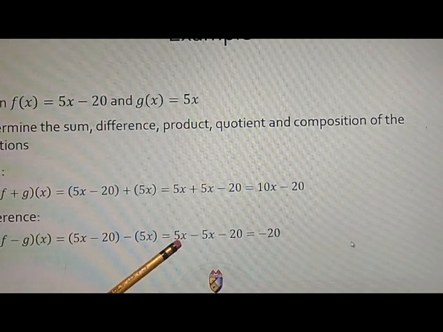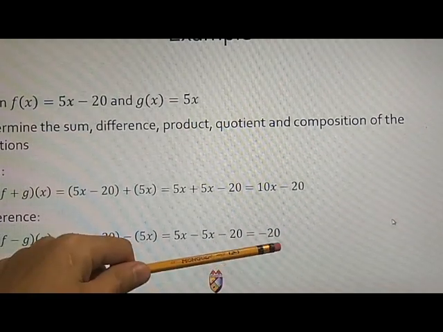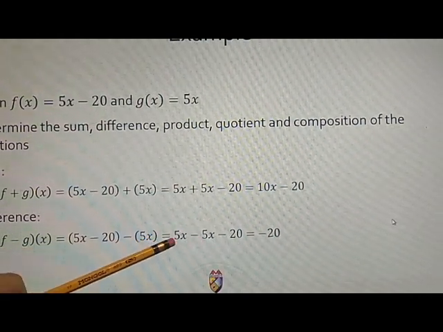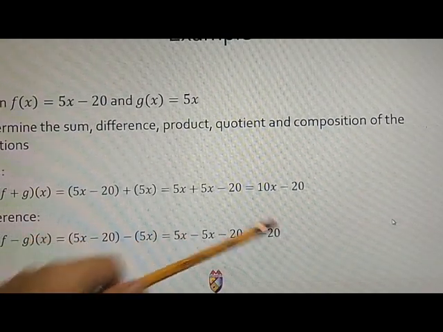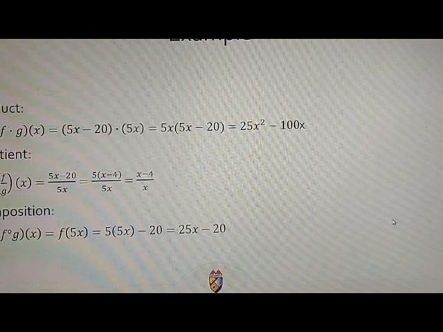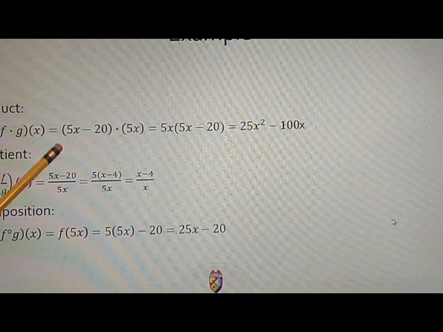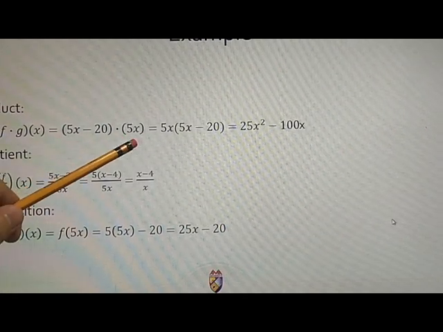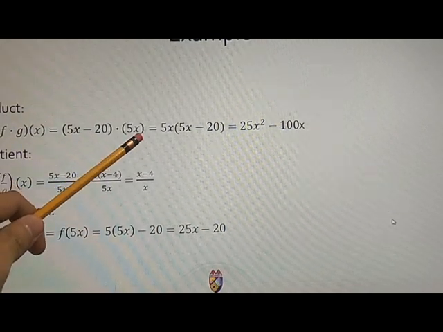Okay? So, since 5x minus 5x is equal to 0, so the answer will be negative 20. Okay? Kakancel out na natin ito. Positive 5x minus 5x is equal to 0. Then, the answer is negative 20. Okay, so for the products, we have f times g of x. So that is equal to the quantity of 5x minus 20 times 5x. Okay, this is the value of f of x again, and this is the value of g of x.